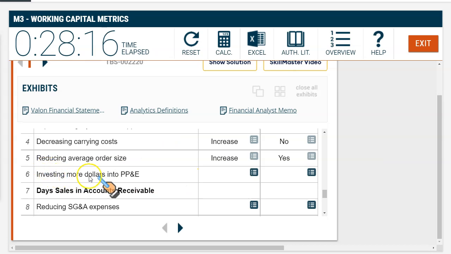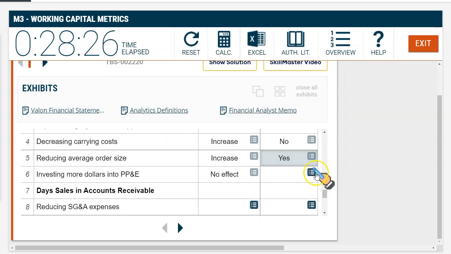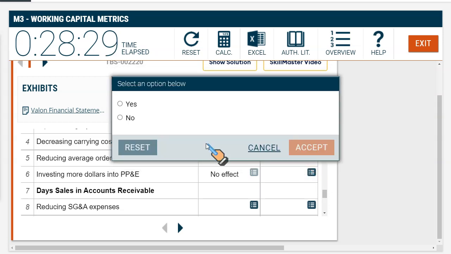Okay, here it says investing more dollars in property, plant and equipment. It will have no impact on inventory, no impact upon COGS, so it's going to have no effect on the ratio, and it will have no impact on the working capital cycle. So it's going to be no. Now let's do the second part.